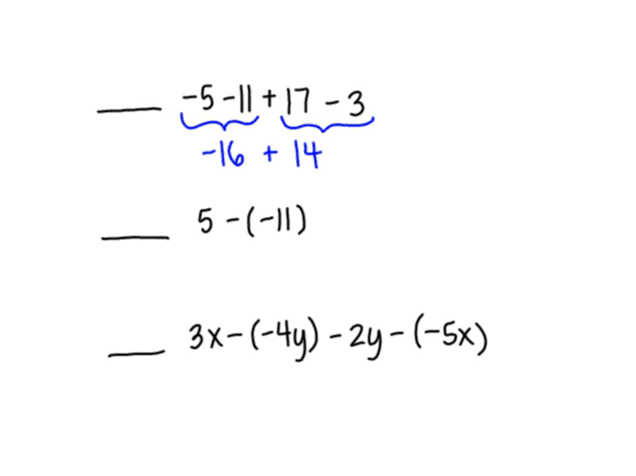Now I can combine the two resulting terms. When I combine those, I see that they have opposite signs. Opposite signs tell me to subtract. 16 minus 14 would give me a 2. Taking the sign of the larger, this answer would be negative 2.